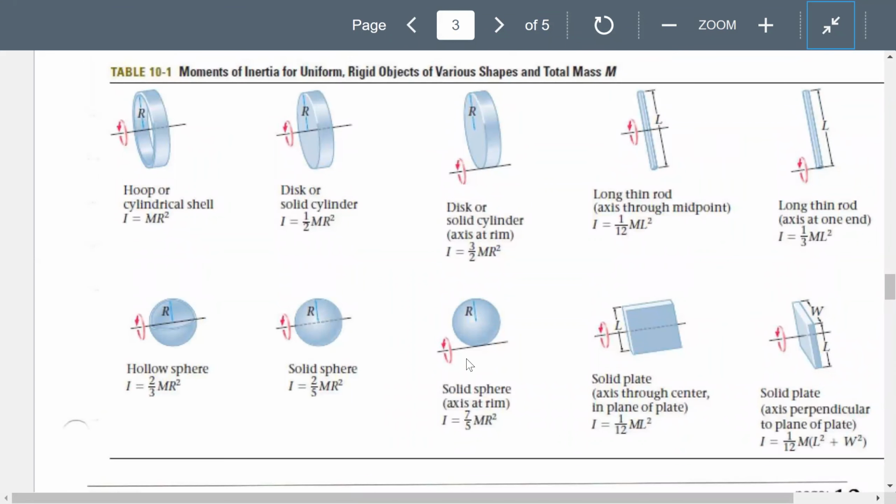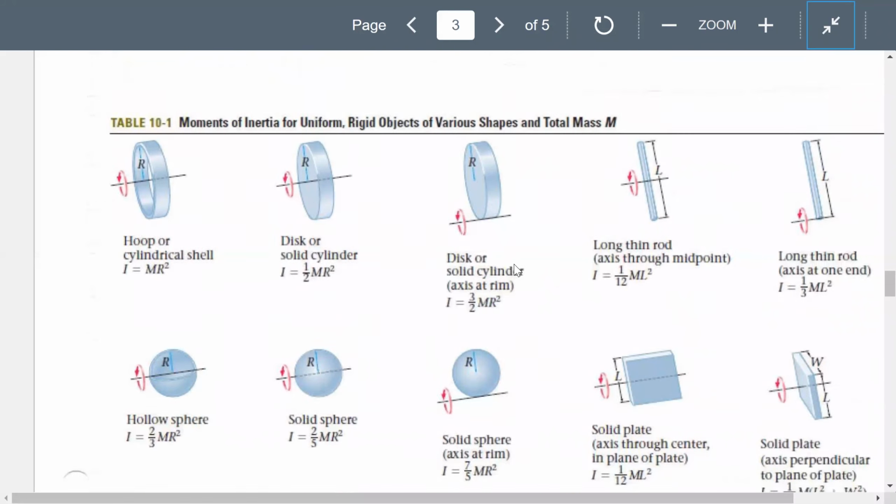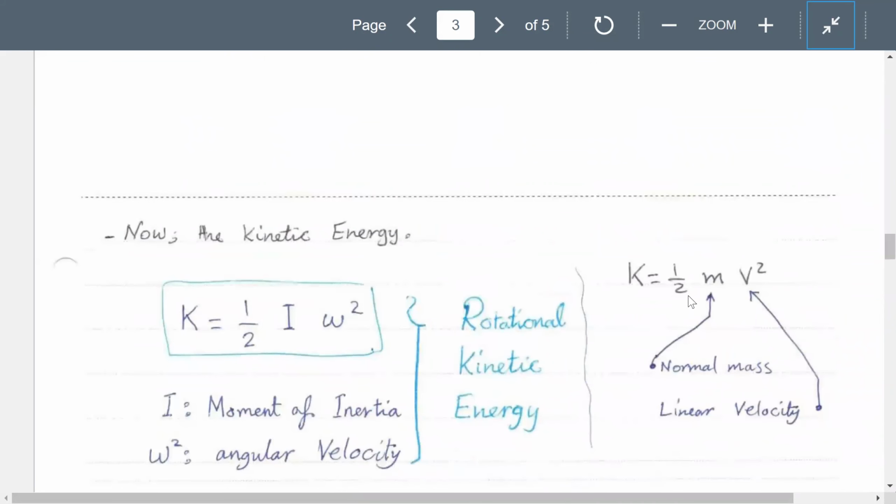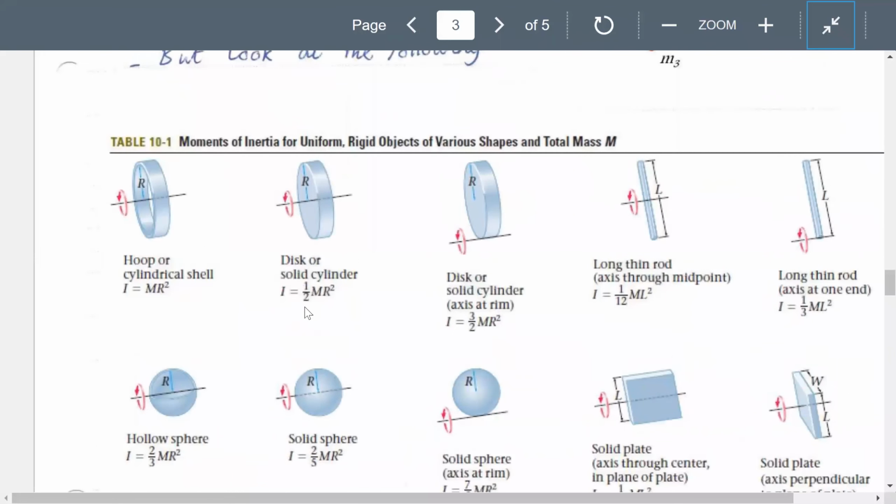Now, this will be given to you in the exam or in any example to be solved. You don't need to memorize this, okay? You know from before the kinetic energy is 1/2 mv squared. Now it will be 1/2 I omega squared. Omega is the angular velocity, it will be given. It is simple to be found. The moment of inertia is mr squared, but there is a factor that depends on the shape of the rotating object, okay?